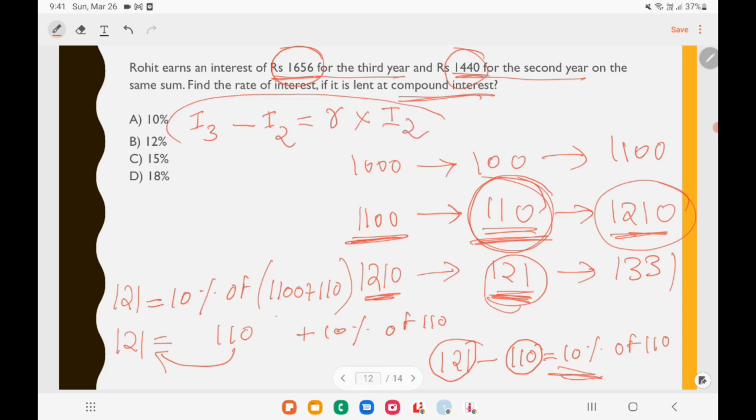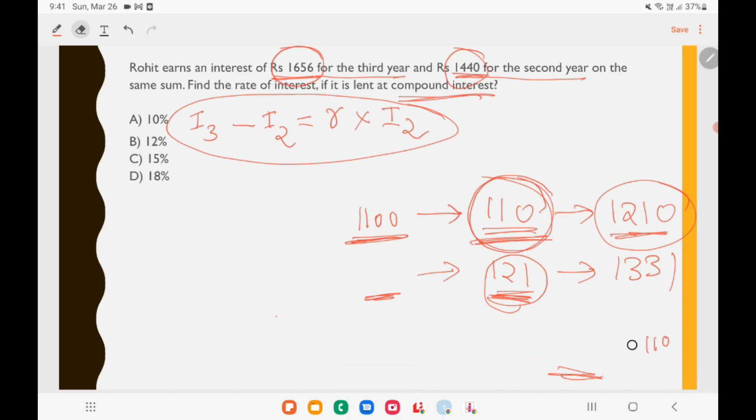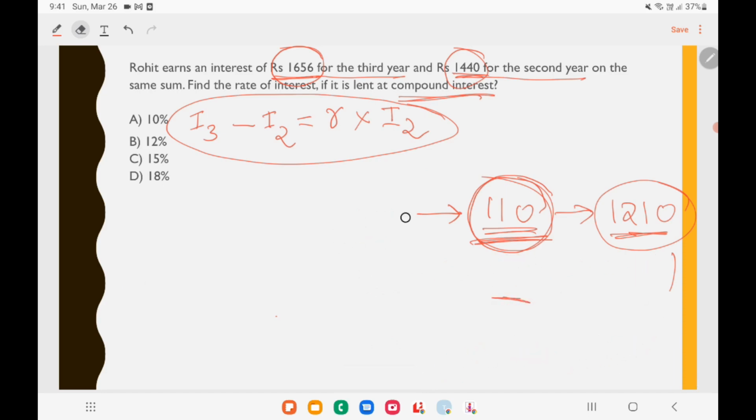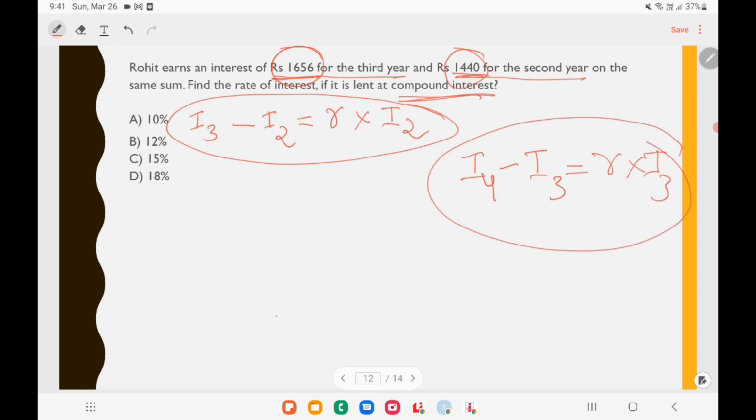So this you need to understand. For you to understand this concept, I told you all these examples. Okay. So what you need to understand is that interest in the third year minus interest in the second year is equal to rate into interest in the second year. Actually, you can use this for all the years. That means interest in the fourth year minus interest in the third year is equal to rate into interest in the third year. So this is applicable for any year. So using this formula or this concept, you can answer this question very easily.